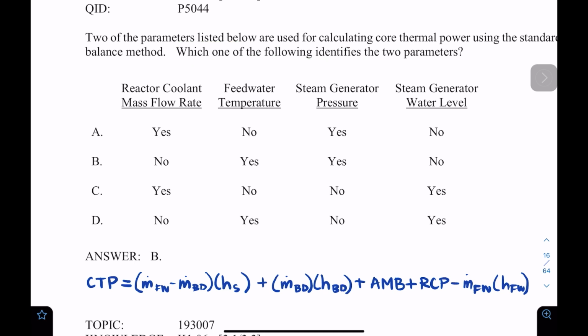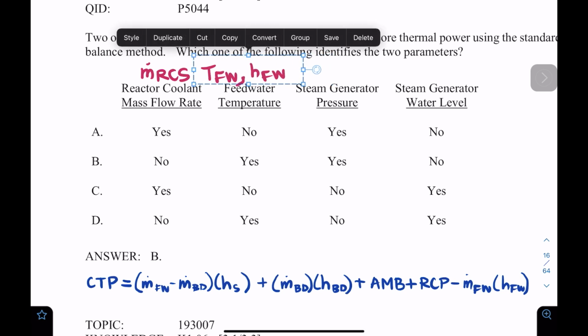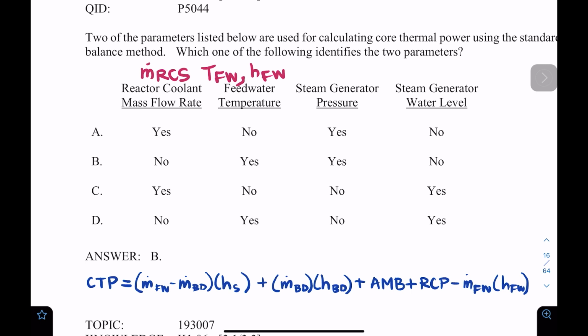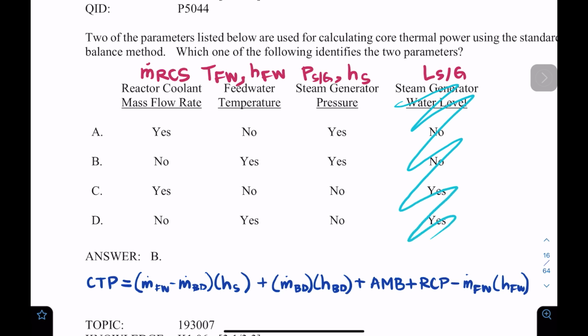So the first one says the reactor coolant mass flow rate. So here I have the mass flow rate from my reactor coolant system. The second one is giving me the option for temperature of the feed water. And if we remember, the temperature of the feed water gives me the enthalpy of my feed water, and already I can determine that from this information. Now here it's giving me the steam generator pressure. The pressure of the steam generator gives me the enthalpy of the steam, right? And then we have the steam generator water level. And remember that we talked about how this one doesn't affect our core thermal power, right?